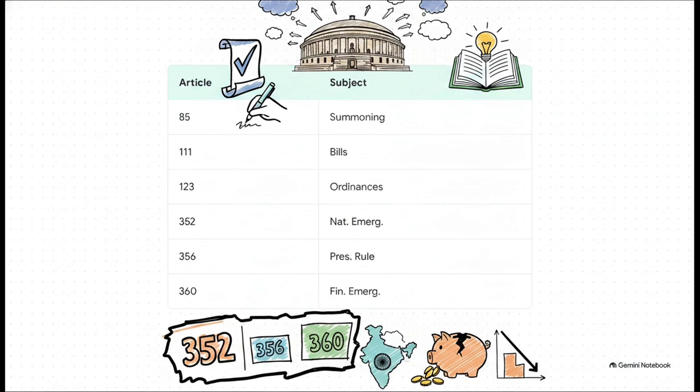Let's move to the second half of our cheat sheet. Here is your next group to memorize, covering those crucial legislative interactions and emergency triggers. Article 85 is summoning Parliament. 101 is the absolutely crucial assent to bills. 123 is the ordinance-making power. And then the big 3 emergencies: 352 for national, 356 for president's rule in states, and 360 for financial emergencies. Grouping them like this is going to make recall during a high-pressure exam so much easier.